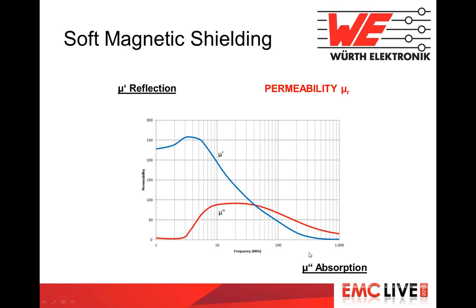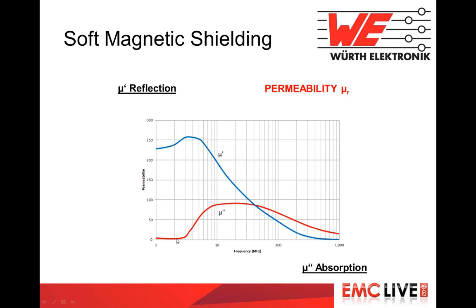And then we have the lossy part of the permeability, that is the mu double prime, that gives us an idea of how much of the flux that is contained in the material is absorbed and converted into heat. So with these properties, we can choose the best material for our application. For example, if we are working at 2 megahertz, then we know that our shield will be really good with reflection and we will have no absorption.